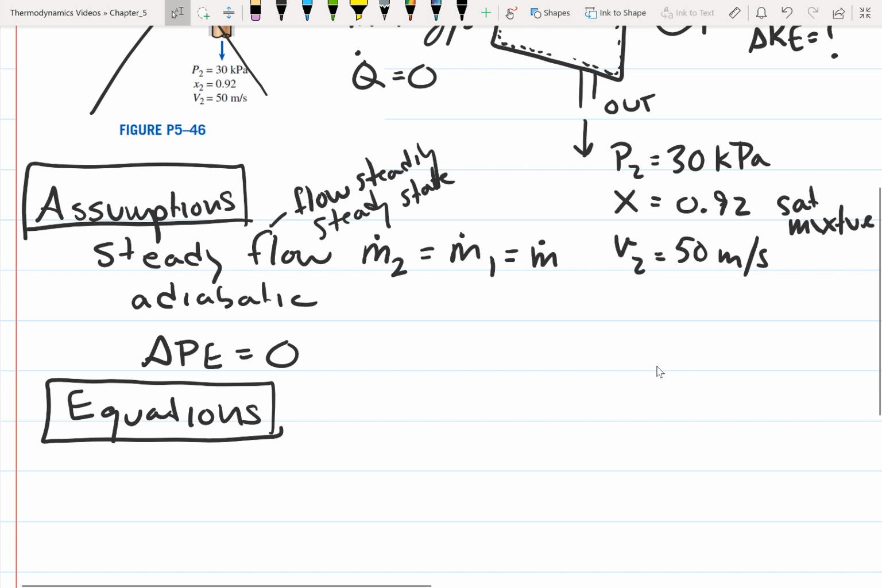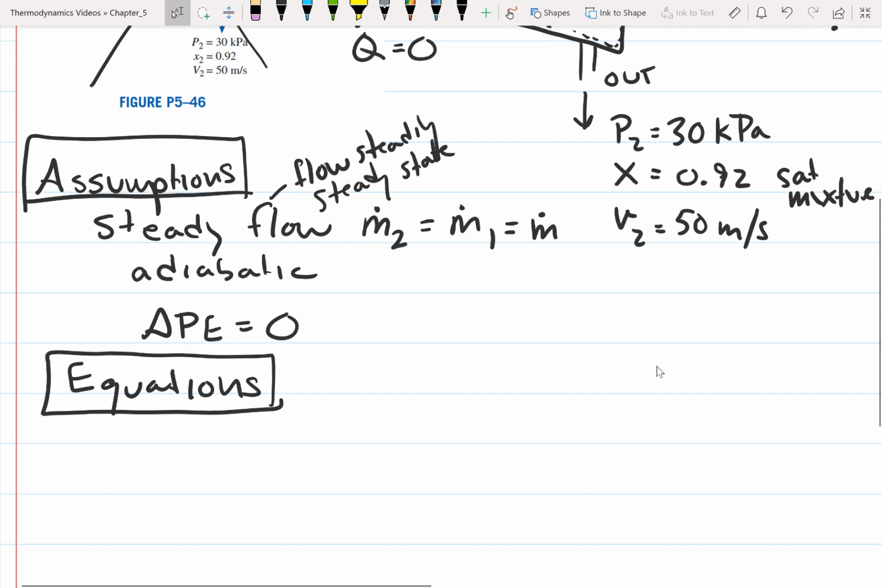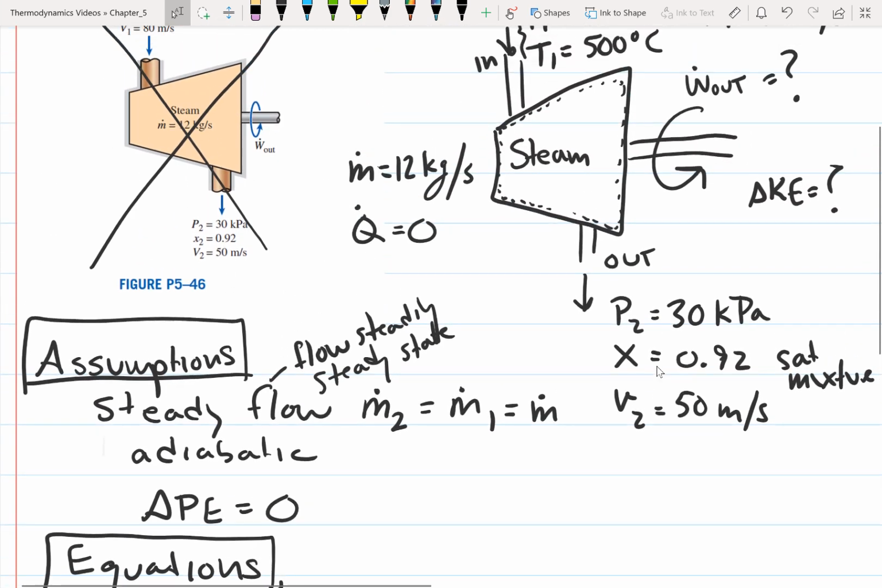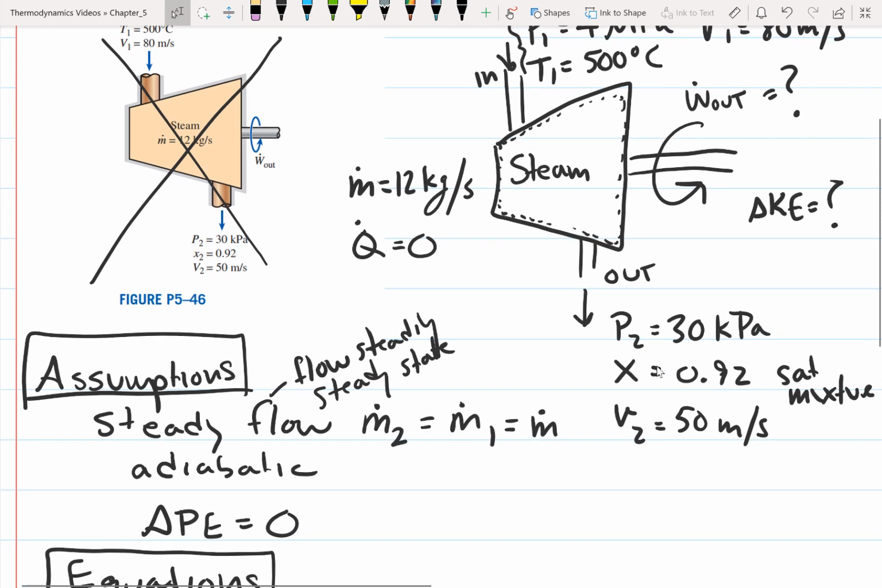And if you do get the right answer, you might have just happened to plug numbers into your equation right, but you want to know exactly where your values are coming from, what the assumptions in the equations you're using are, and what exactly is going on in your system, and why you're using the equations you're using. Okay, so let's look at what we have before we write down the equations. So basically we have a turbine.